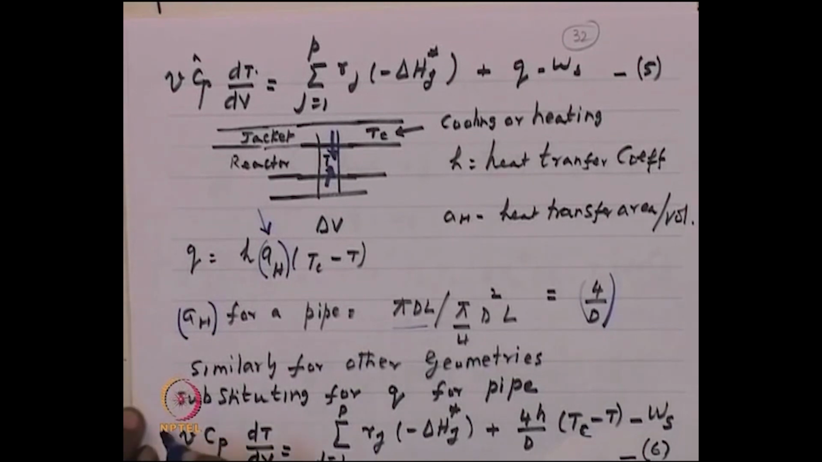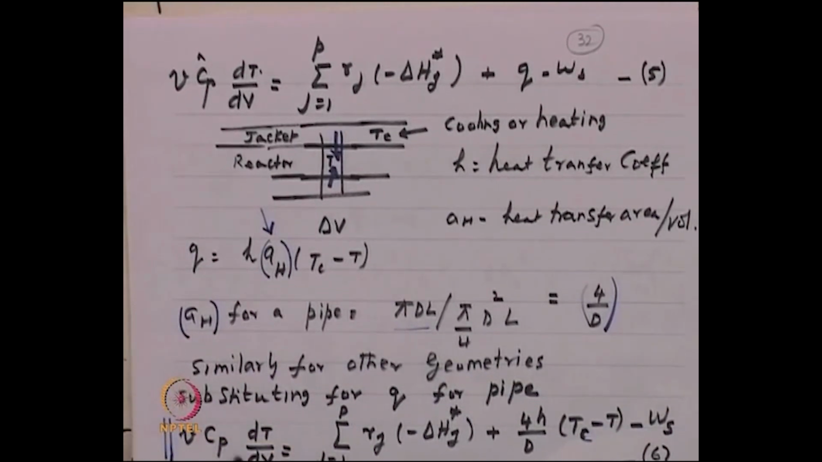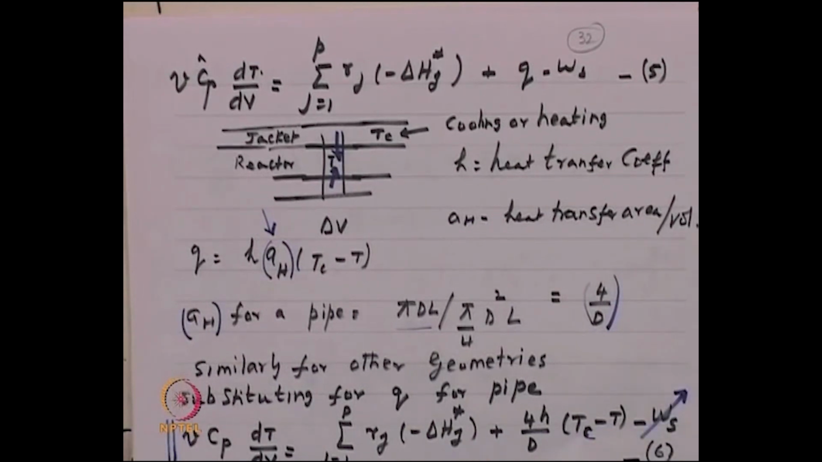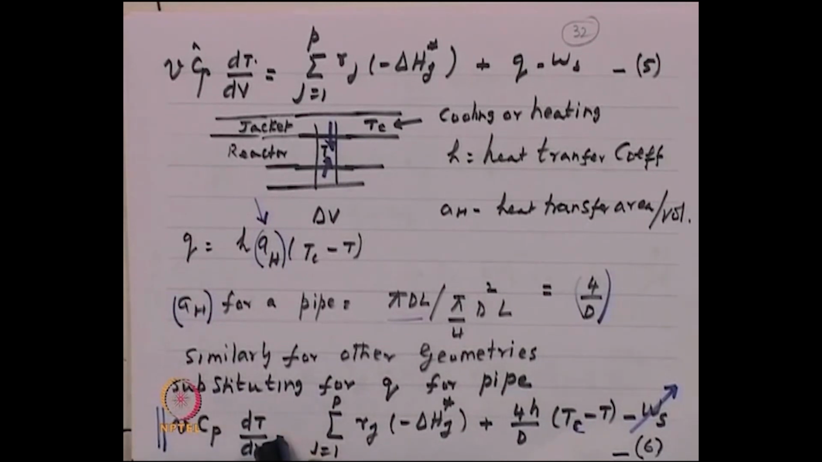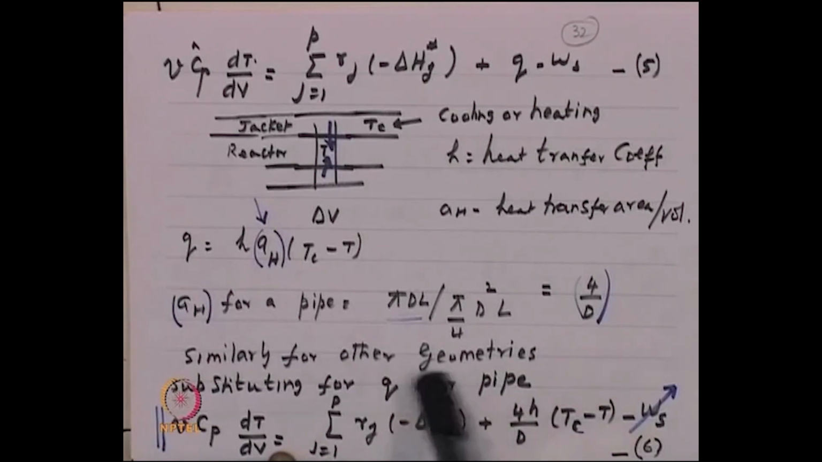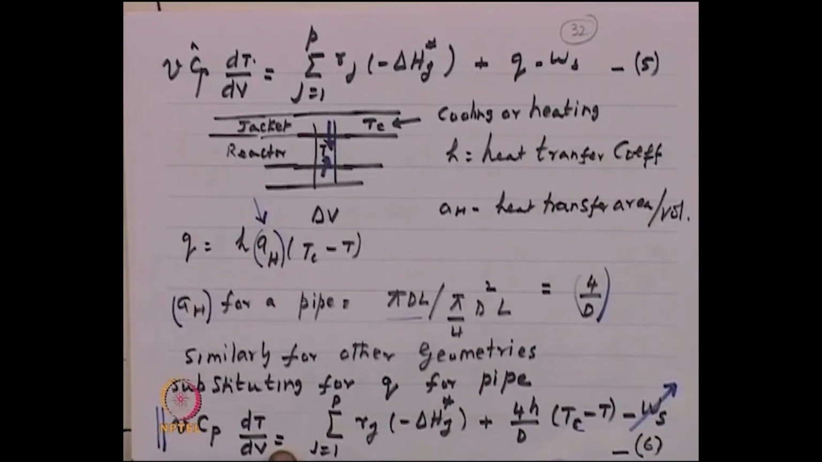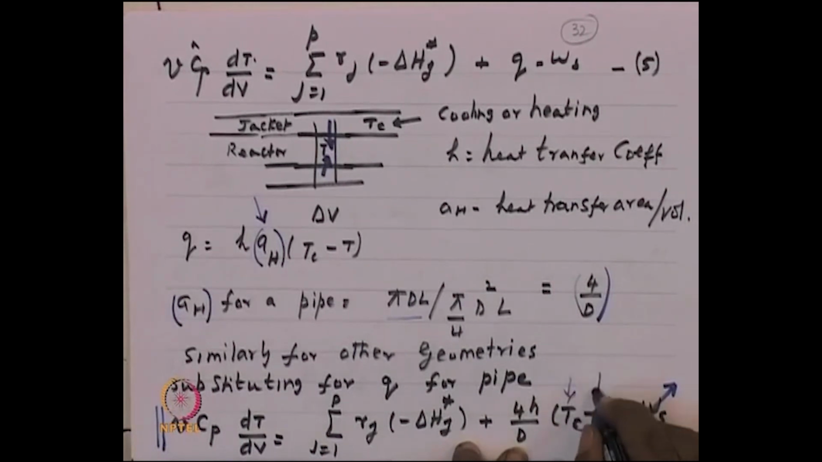Understand? Therefore, the energy balance for a pipe looks like V c p dt dV, summation over all p rate processes, plus 4 h by d times T c minus T, minus W s. This may turn out to be typically 0. It may not be, I am saying it may turn out to be, it may not be. But what are we saying now? We are saying that in a plug flow vessel, the rate of change of temperature with volume is heat, if it is exothermic, it is heat generation, and this is per unit volume per unit time. Plus, what is this T c minus T? This is the heat that is added to the system.